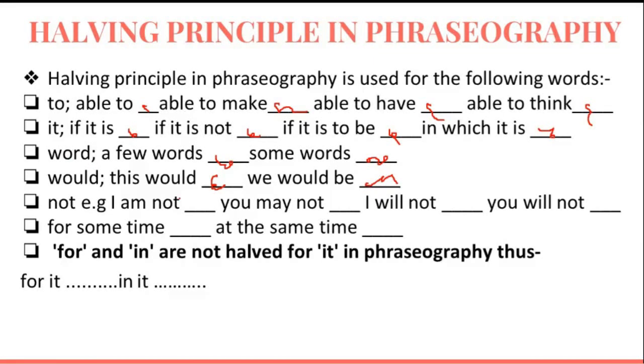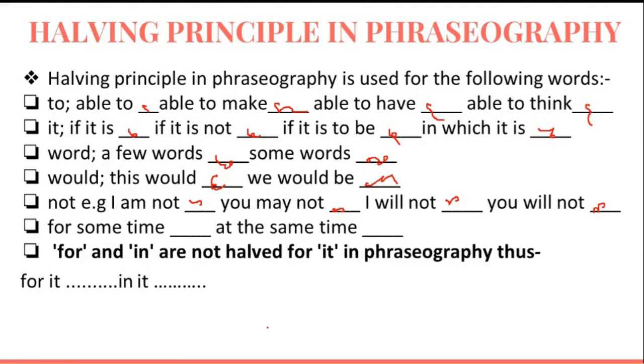For not, I am N hook half, I am not. You may not, you may N hook half, you may not. I will not, I will N hook half, I will not. You will N hook half, you will not.